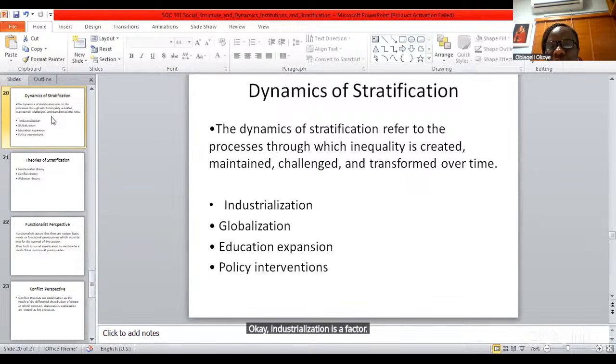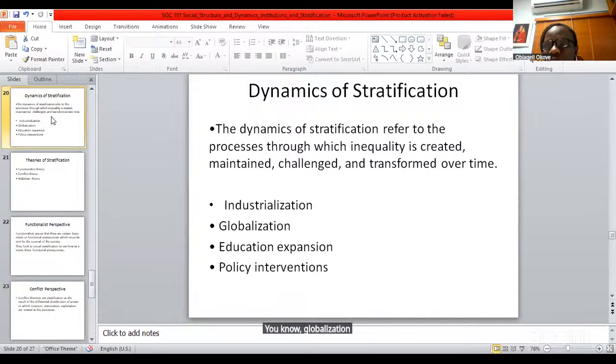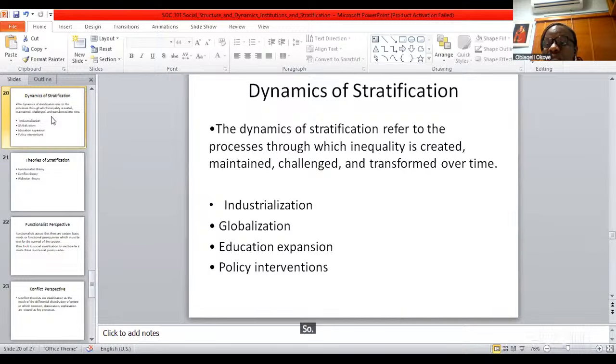Another process is globalization. Globalization has made the world a global village. People can know what is happening in other parts of the world. From anywhere you are, you can tell what is happening. And those people that have the skills and are cyber savvy have more opportunities. Some of them have moved up the ladder.